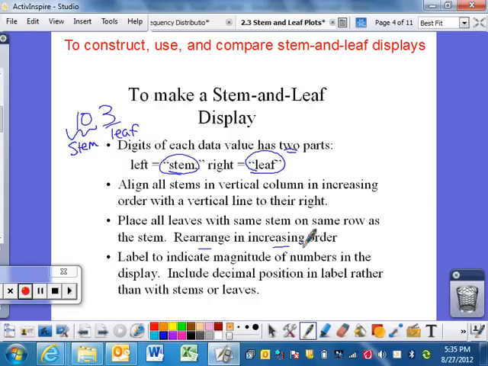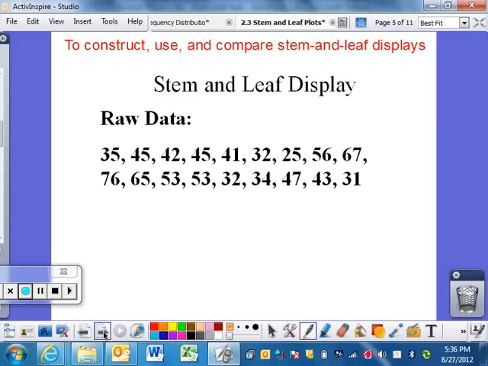You can do this at the beginning, but I like to go and actually make 2 different ones, and I'll show that in a second. And then label everything that you can and make sure you have a key per se, so you know exactly what 103 means. You need to have that key. Okay, so I'll show you that in a second.